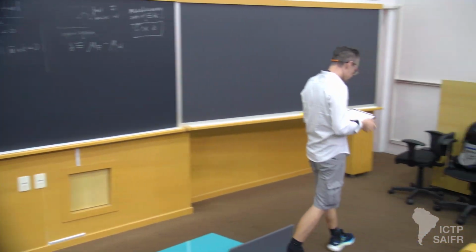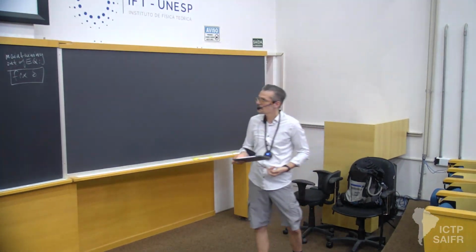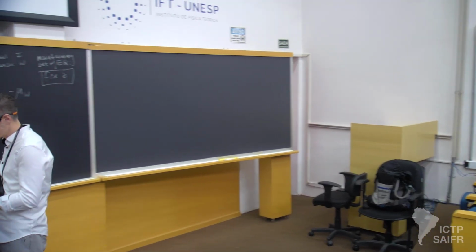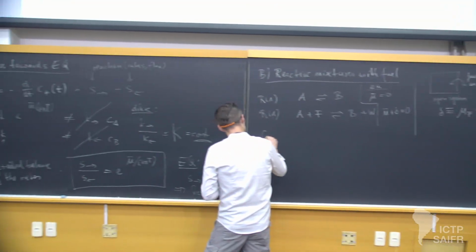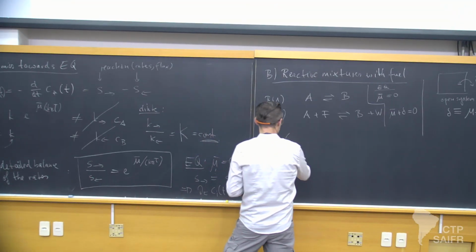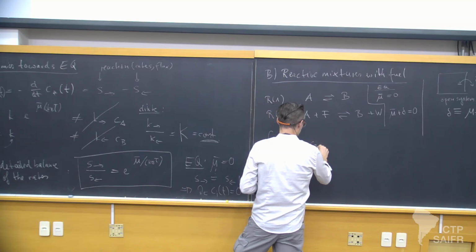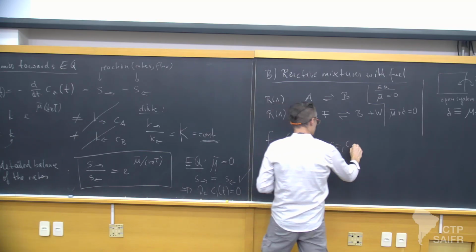Good. We can conceptualize this now with a more complicated model. Yeah. In principle, it has 4 components. So C_A, C_B, C_F, and C_waste. Okay.